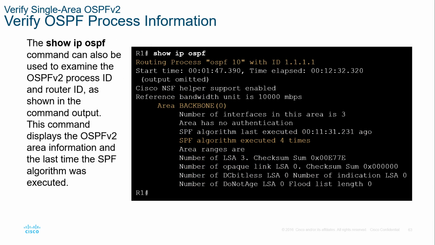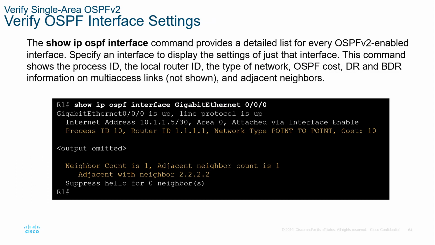If we are looking at show ip ospf, that gives us again our OSPF process ID, our router ID, our area 0, how long our algorithm has been functioning, and our reference bandwidth and things of that nature. Though this is more in depth, and this is actually outside the scope of the CCNA. Show ip ospf interface will show us our process ID, our router IDs, our network types, our cost, and the adjacencies that we have formed.